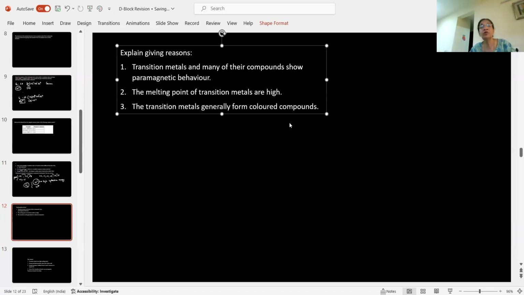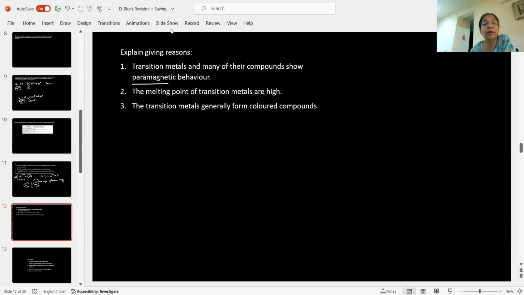Then again, explain giving reasons. Transition elements show many compounds. They show paramagnetic behavior because they have many unpaired electrons. Because of the electrons in the d shell, there are 5 d orbitals, so the way they fill, you will get a lot of unpaired electrons. Melting point of transition elements are high because of unpaired electrons. Their metallic bonding is very strong because unpaired electrons of the d shell also take part in metallic bonding.